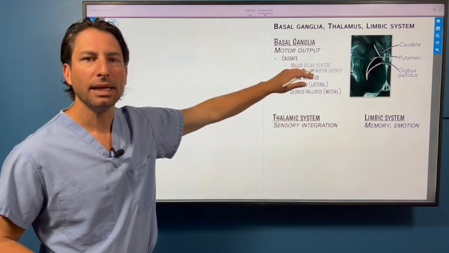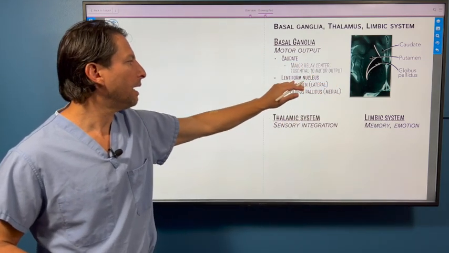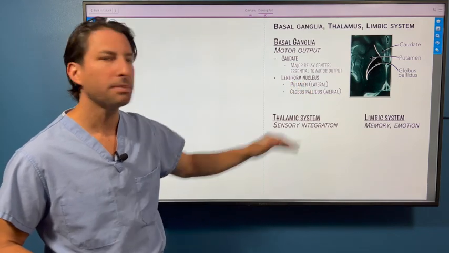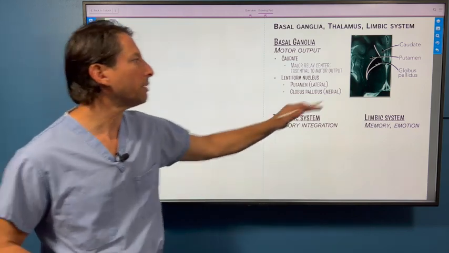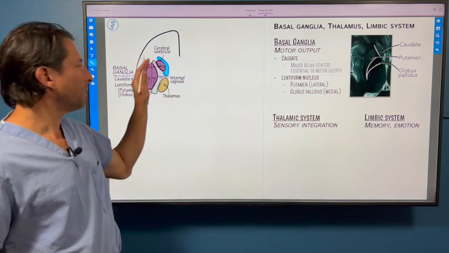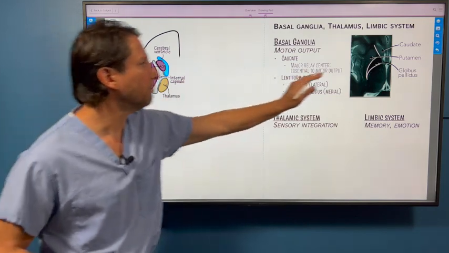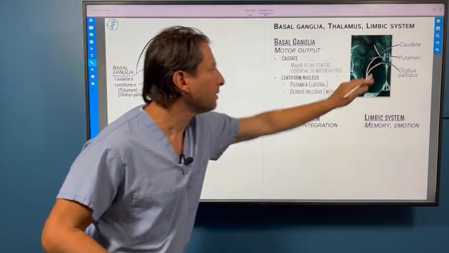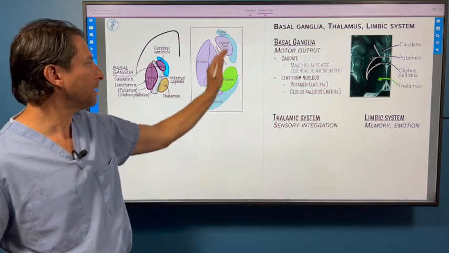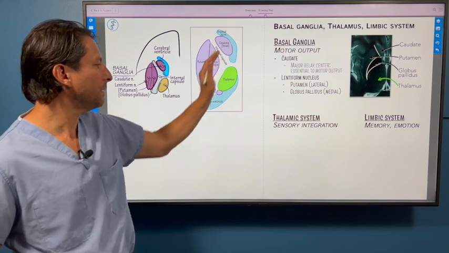Caudate, a major relay center like the thalamus. Then the lentiform nucleus comprises the putamen and globus pallidus, and it's helpful to know that the putamen lies lateral to the globus pallidus. This is our illustration here, just matching this axial view of the brain. And now we include in the thalamus here, and we talked about the internal capsule earlier.